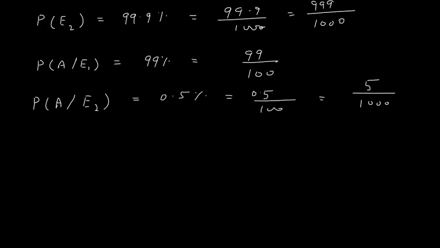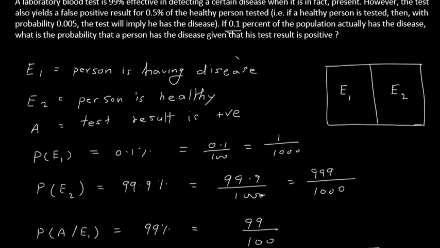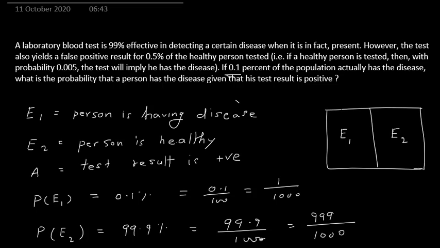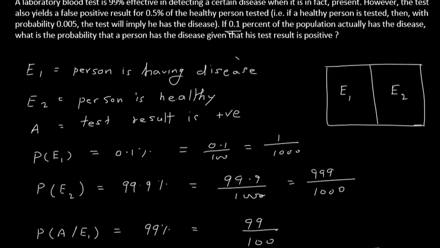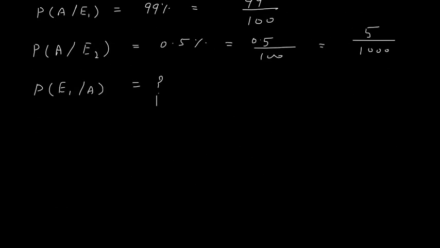Now we have to find the possibility of E1 by A. It is given that the test result is positive. We have to find the possibility that the person selected is a diseased person. What is the probability that the person has a disease given that his test result is positive? So we have to find E1 upon A. We use Bayes theorem.